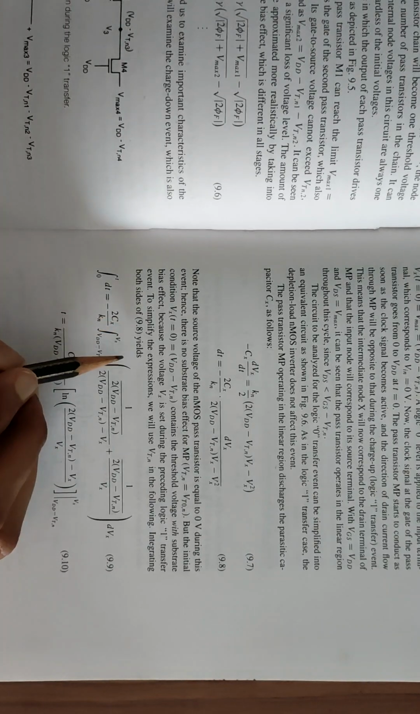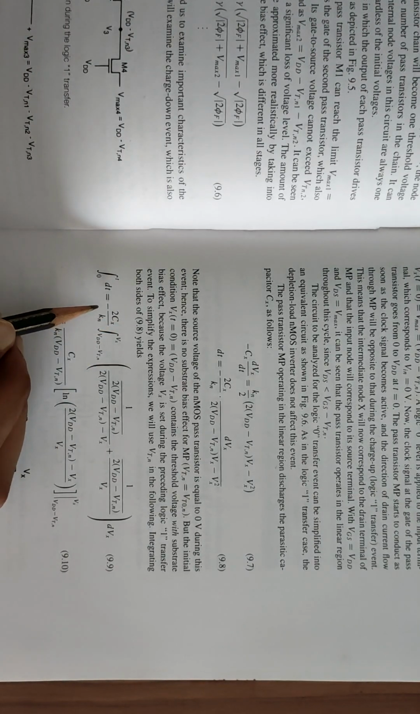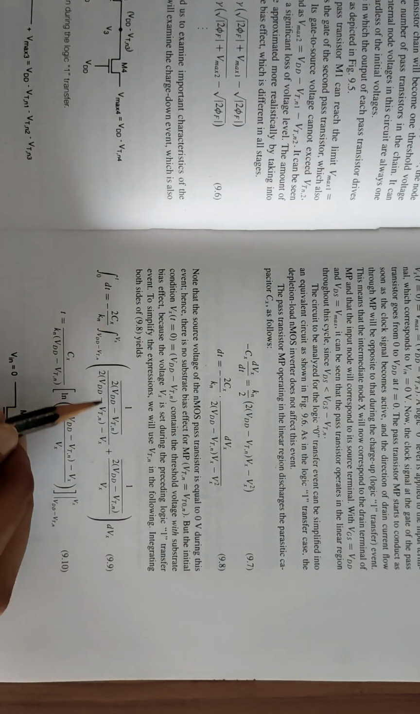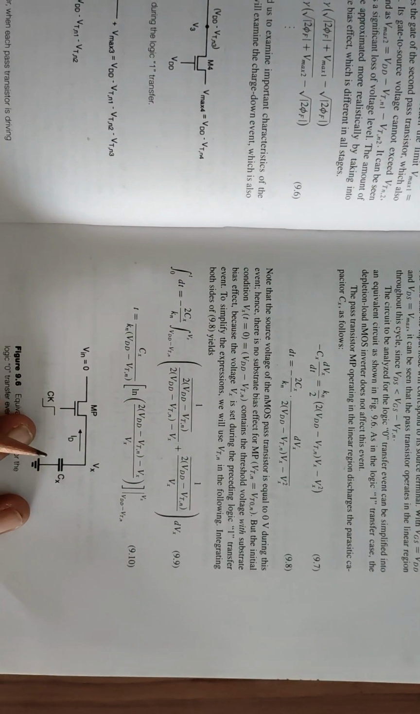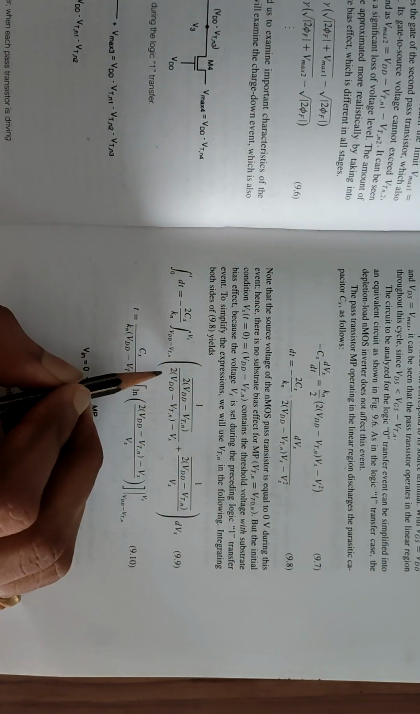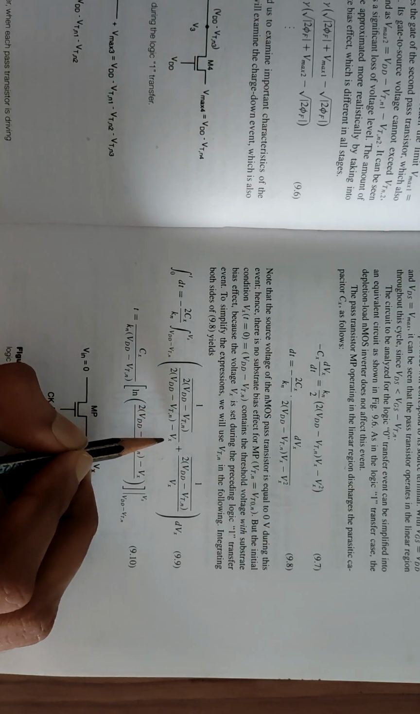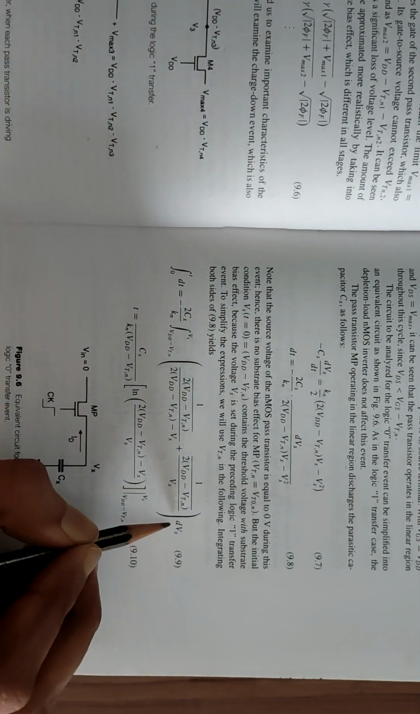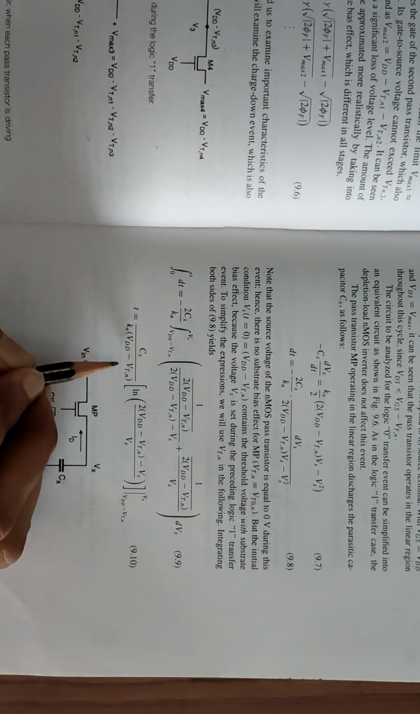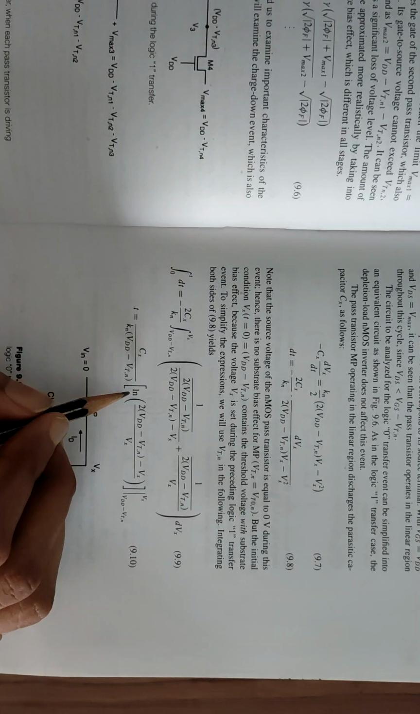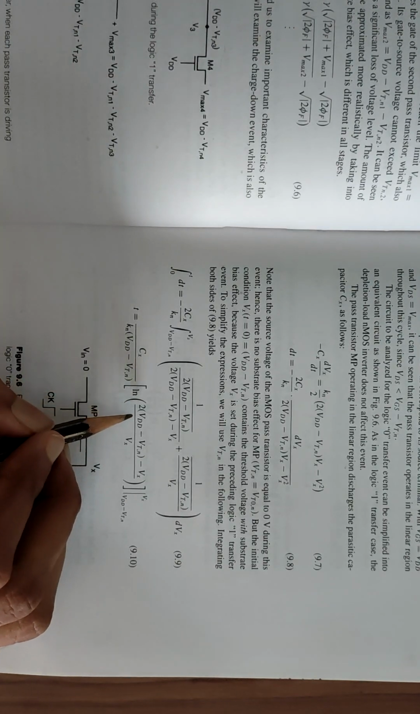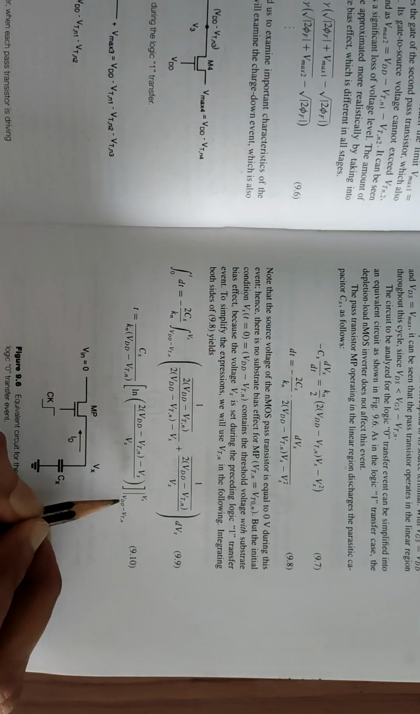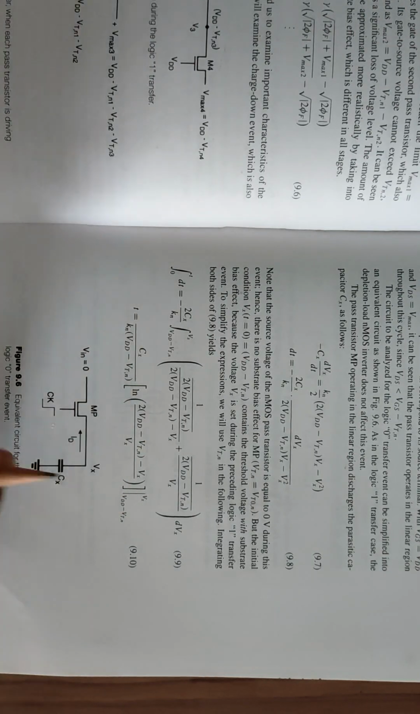Integrating both sides of the equation yields the integral from 0 to t of dt equal to minus 2 Cx by Kn times the integral of dVx over 2 (VDD minus VTN) Vx minus Vx square, which gives t equal to Cx by Kn (VDD minus VTN) times the natural log of (2 (VDD minus VTN) minus Vx) by Vx, evaluated for Vx from VDD minus VTN to Vx.